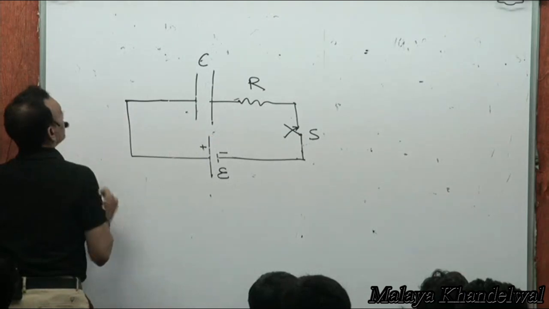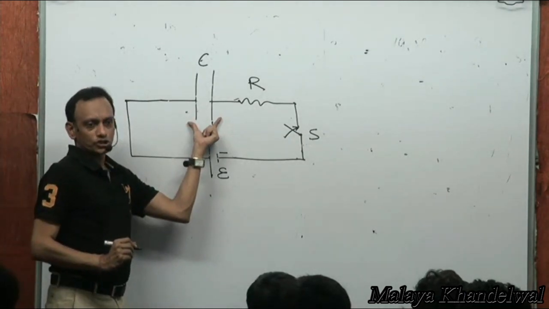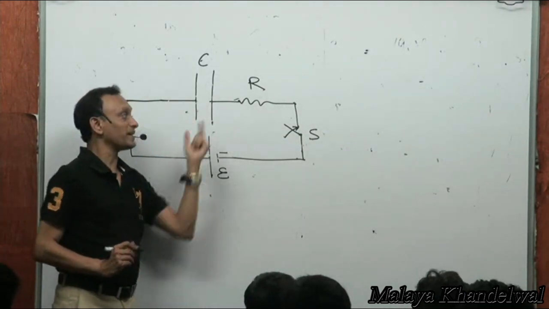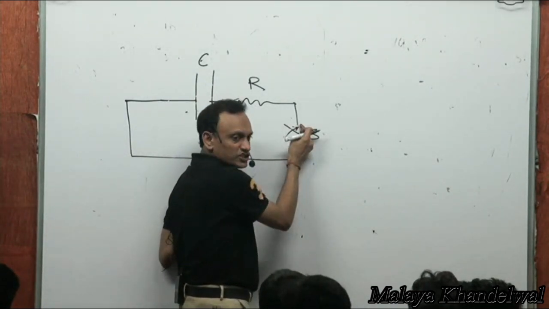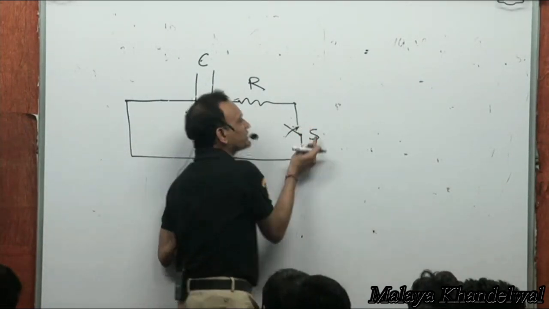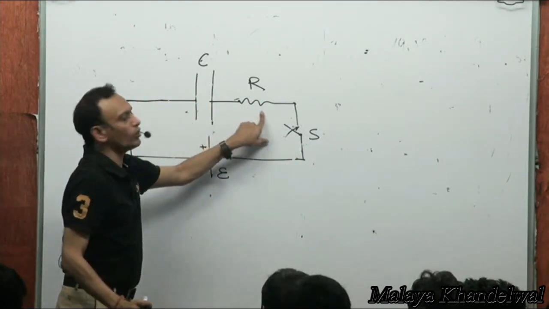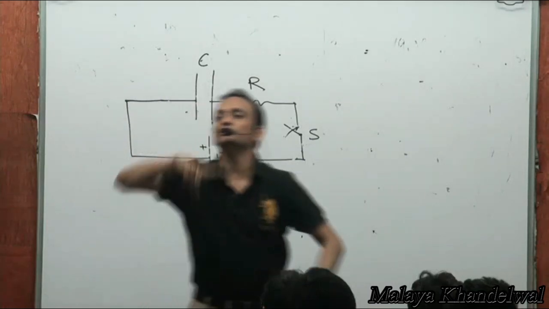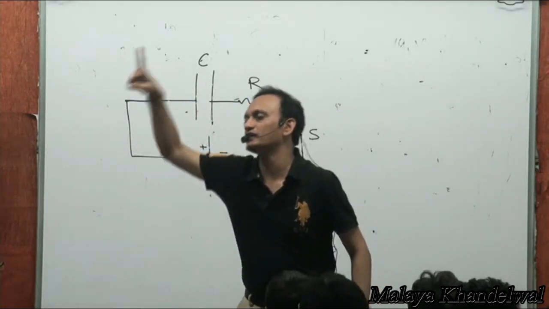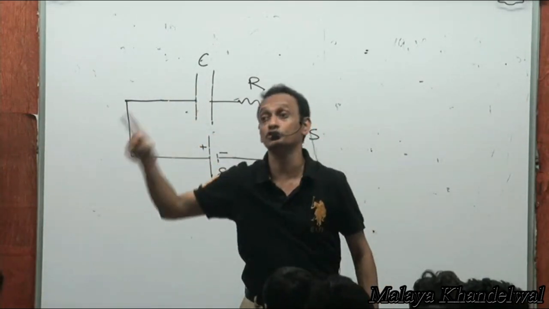So at t equal to 0, there was no charge on the plates of the capacitor. At t equal to 0, I activated this switch. Once I activate this switch, there would be flow of charge across the battery. A current will get initiated in the loop. This current will be a function of time.